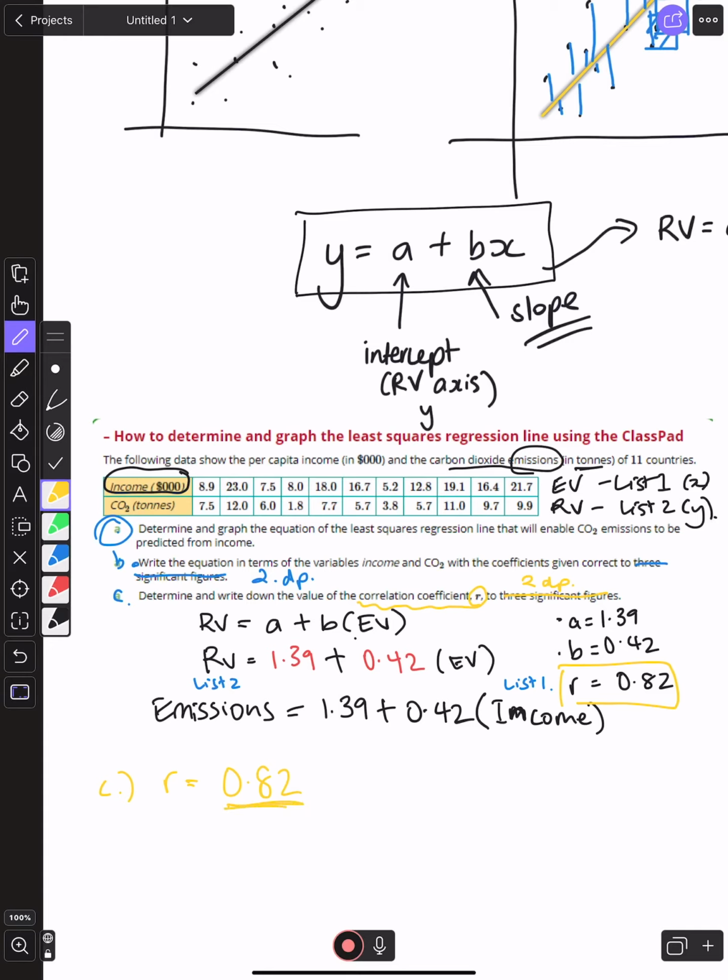And remember, R, or the Pearson's correlation coefficient, tells us about the strength of the relationship. Now, this is positive because there's no minus sign there, and it's above 0.75, so it's a strong positive relationship or correlation, whatever you want to say.